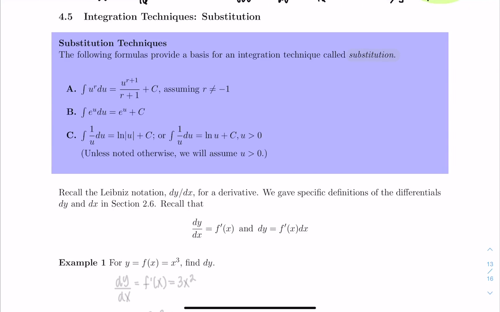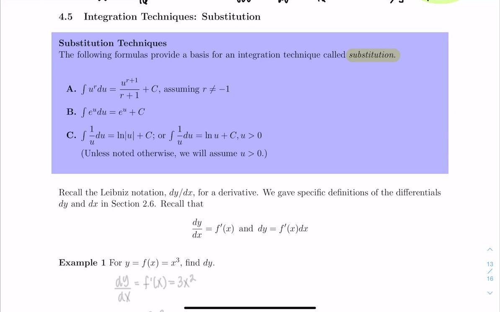In section 4.5, we talk about integration techniques or substitution. The following formulas provide a basis for an integration technique called substitution. We have that the integral of u to the r du is equal to u to the r plus 1 over r plus 1 plus c, assuming r is not equal to -1.